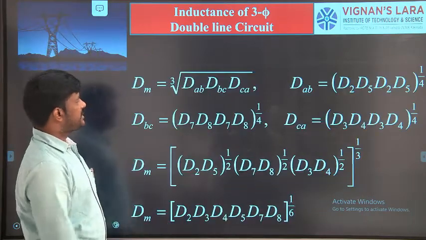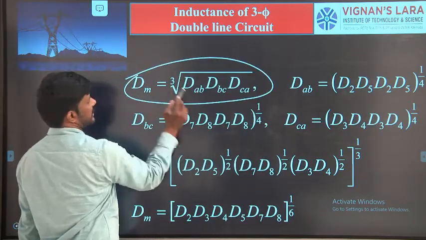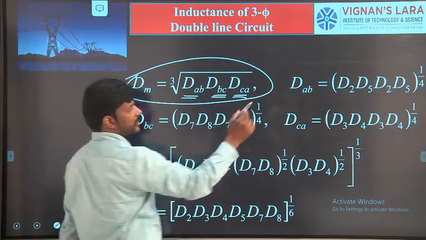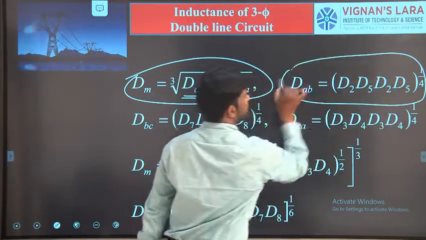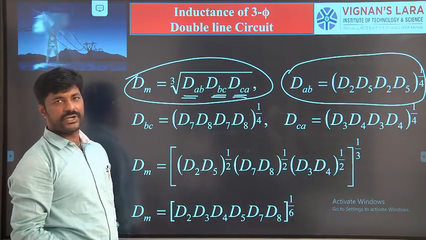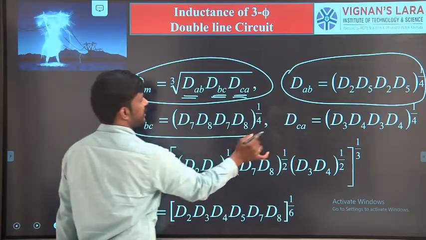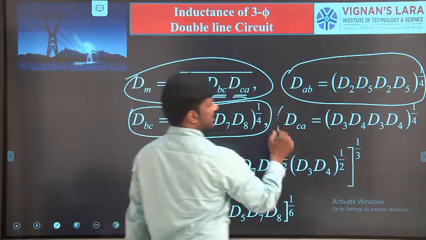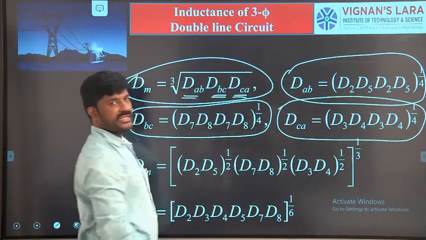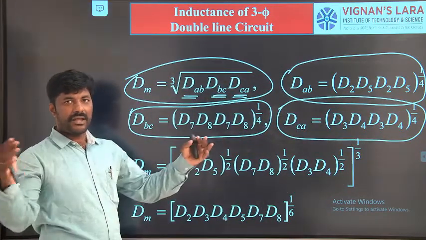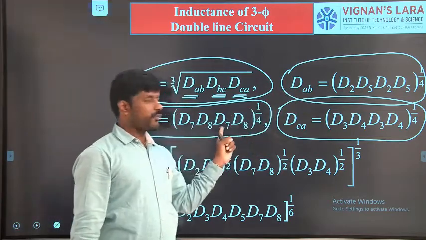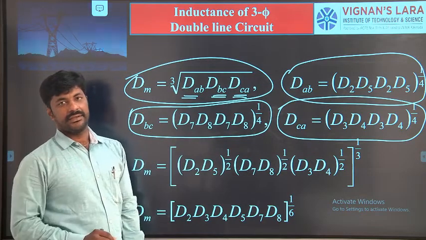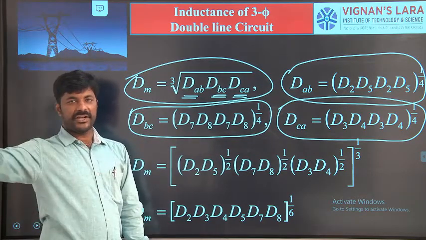The overall mutual distance here you can observe. The 3 you have found separately, each with 4 terms independently. Those 4 terms I am recalling. This is the first 4 terms whole to the power 1 by 4 with D2, D5. Next the BC combination with again 4 terms, D7, D8. And next the CA combination with D3 and D4. Multiply all these. 4 plus 4, 8. 8 plus 4, 12. Altogether you will get 12 distances. Multiply all those 12, whole to the power 1 by 12.